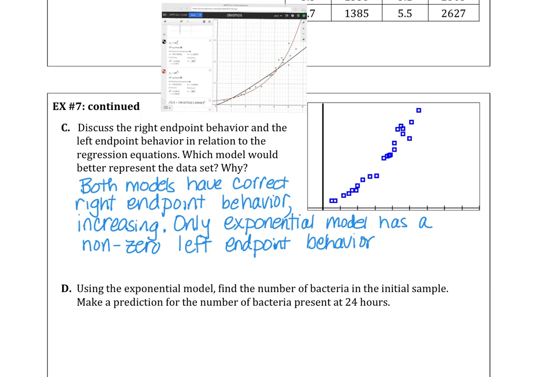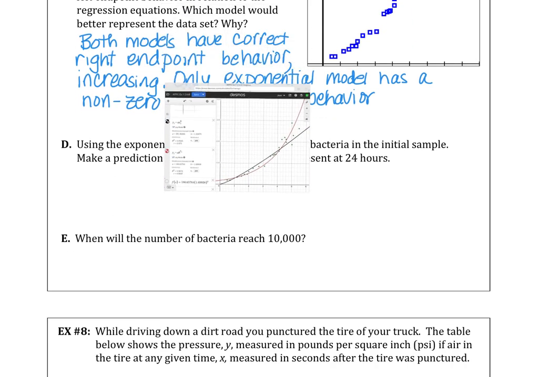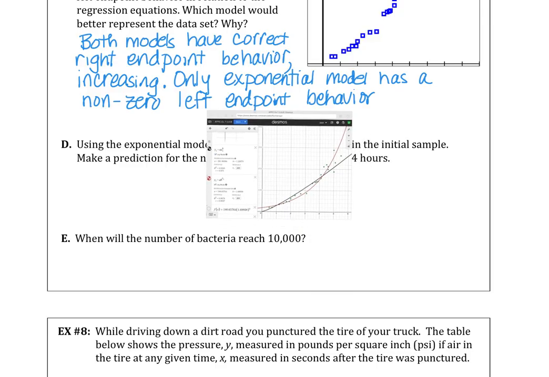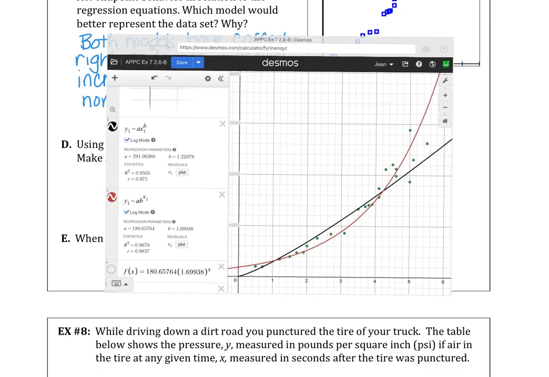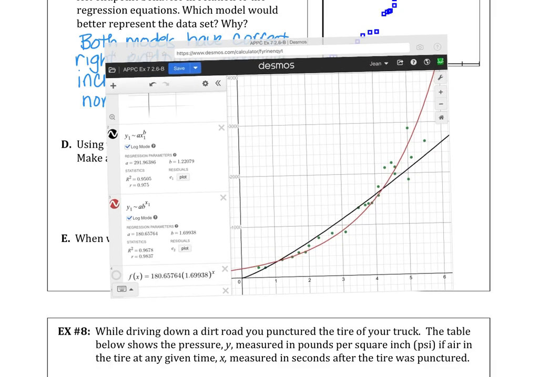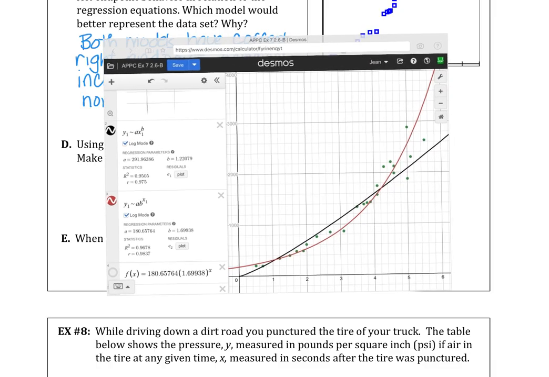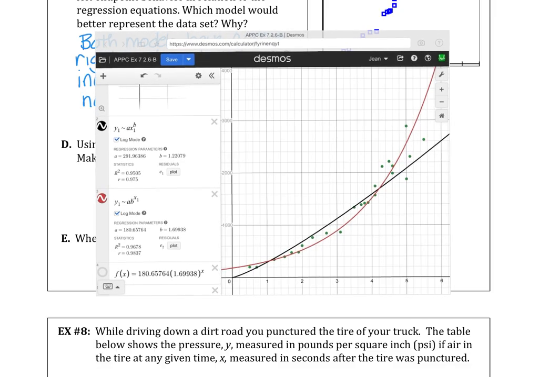In part D, we want to use the exponential model and find the number of bacteria in the initial sample. Then we want to make a prediction for the number of bacteria present at 24 hours. So our job now is going to be to enlarge our graph, and we're going to need to write the equation in so that we can use the calculator to estimate for that value that they're asking us for. So give me a minute to set this up.